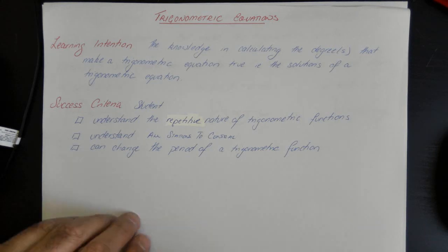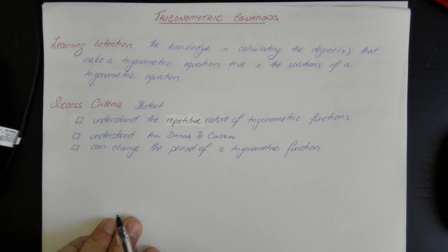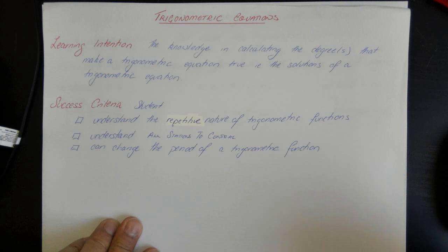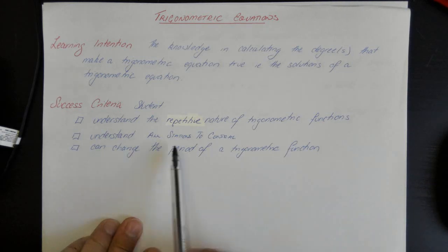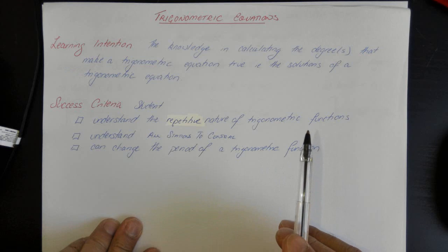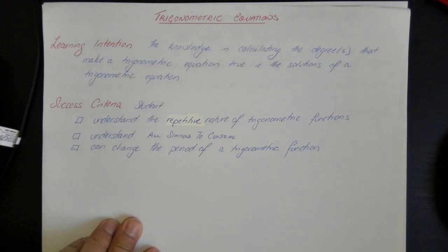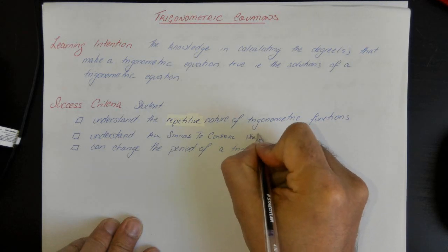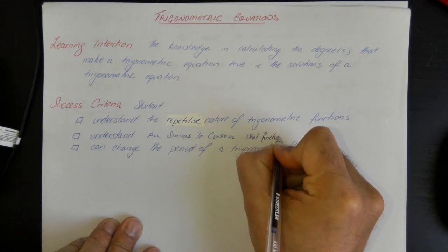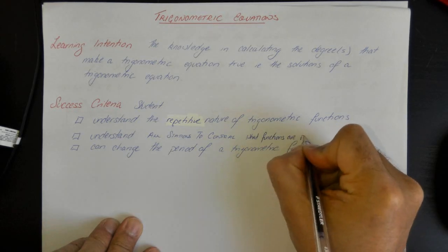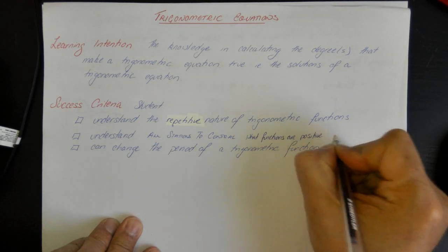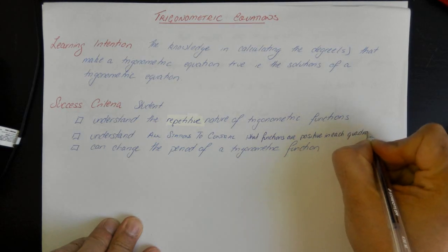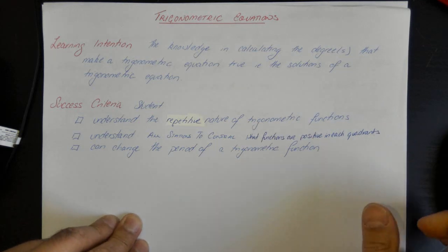We'll be successful if we can understand the repetitive nature of a trigonometric function, that they're waves and there's more than one solution. Understand the idea of All Stations to Central, or what functions are positive in which quadrants. And understand the period of a trigonometric function.